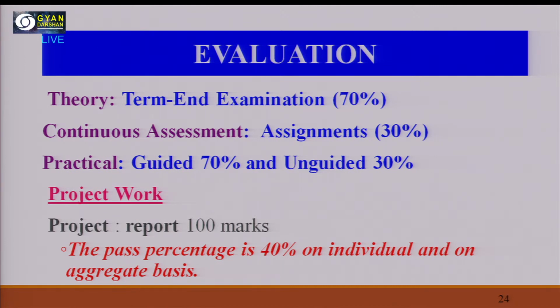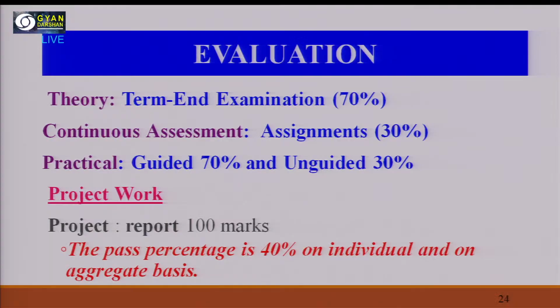And for practical also, there are 2 components. One is guided practical, another one is unguided practical. So guided means the counselor will help you to do the practical. So that is your regular practical counseling session, that is guided practical. Weightage is 70%. And unguided practicals means that is the practical examination. That means no one will help you to do your practicals. So the weightage for the unguided practical is 30%. And the project work will be of 100 marks. So you need to score at least 40% on individual component and also on aggregate basis. So 40% is the passing mark.